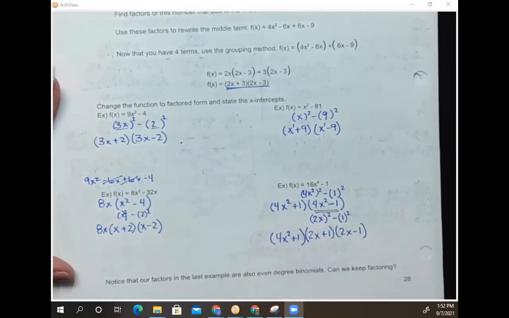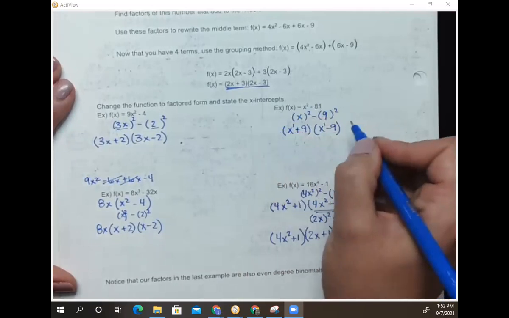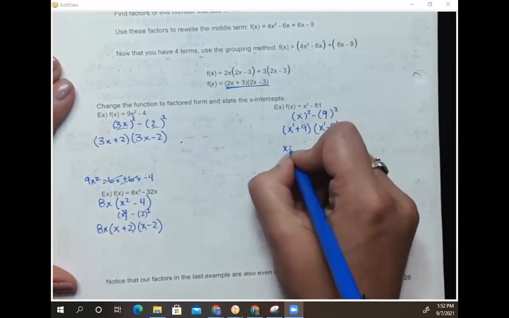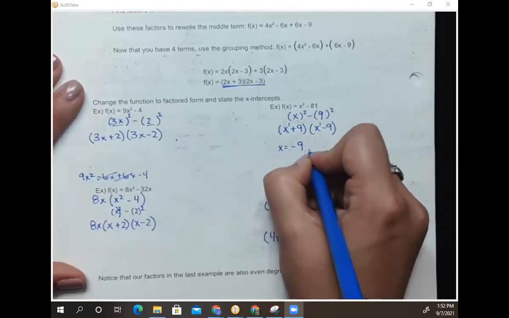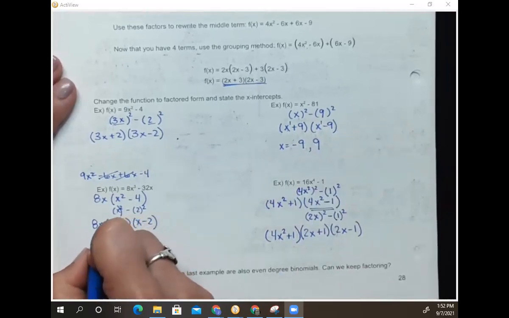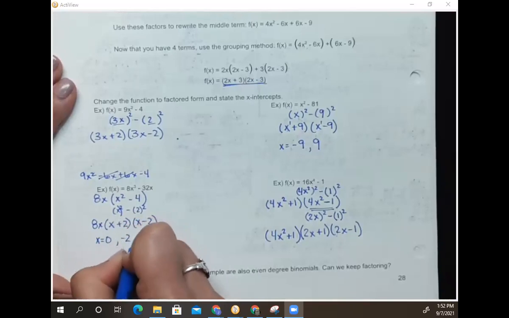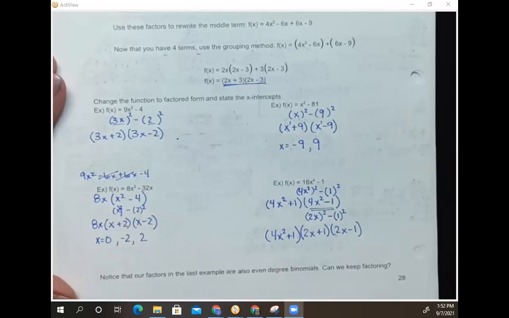And then just as a refresher, remember we can find the x-intercepts from factored form. So that's pretty easy on problems like this second example that we did. My x-intercepts would be -9 and +9. Here our x-intercepts would be 0, -2, and +2.